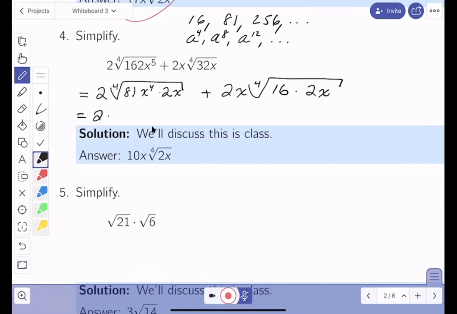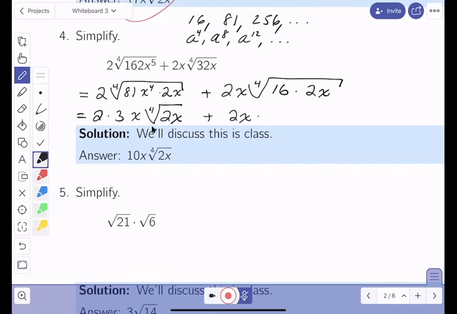2 times, what's the fourth root of 81? 3. Now, why is that? 3 times 3 times 3 times 3 is 81. What's the fourth root of x^4? It's x. Why is that? x times x times x times x is x^4. All right. Fourth root of 2x. All right, let's keep going.